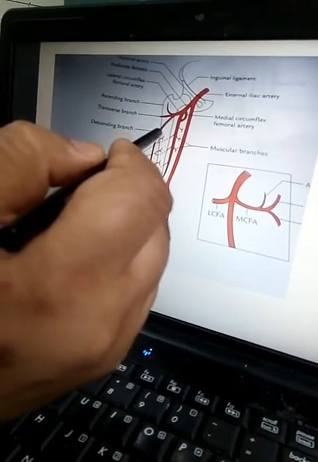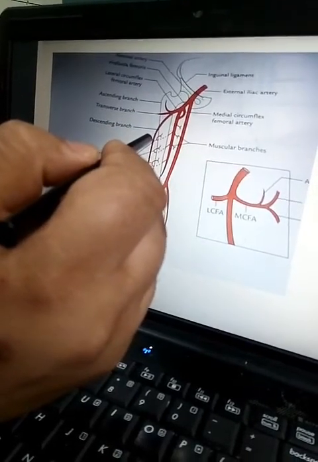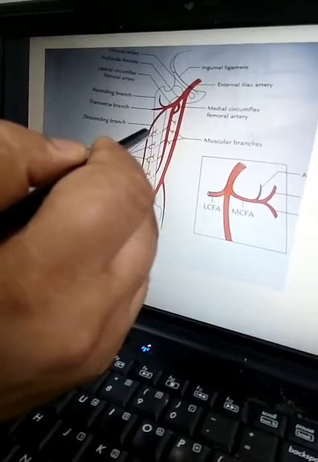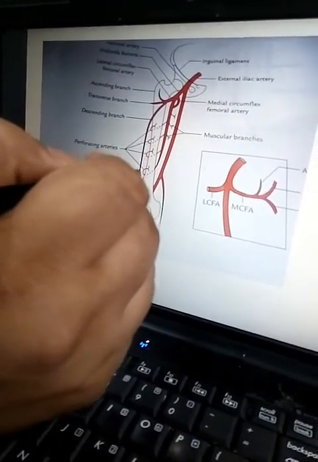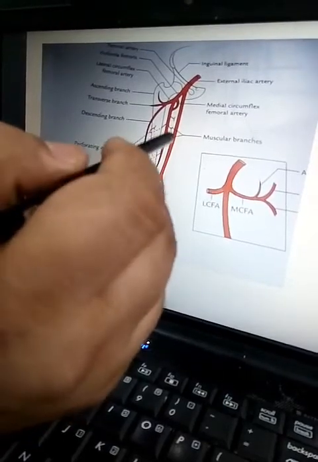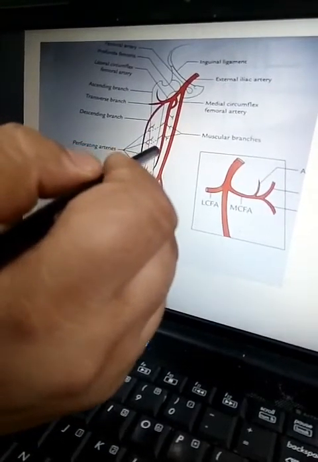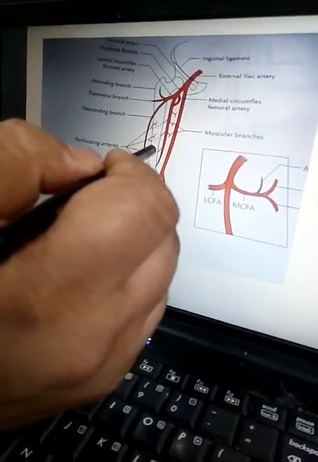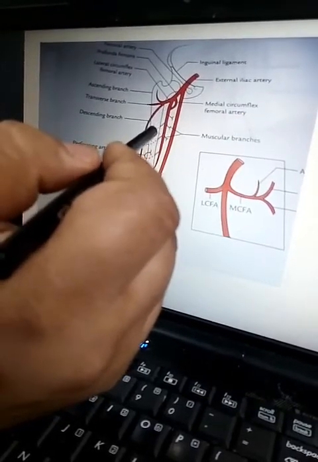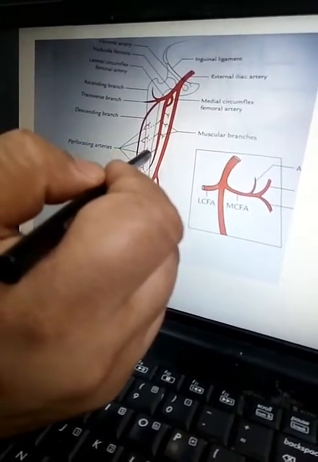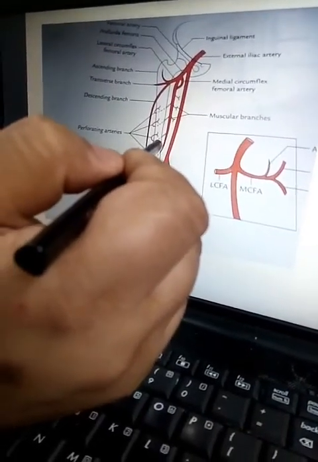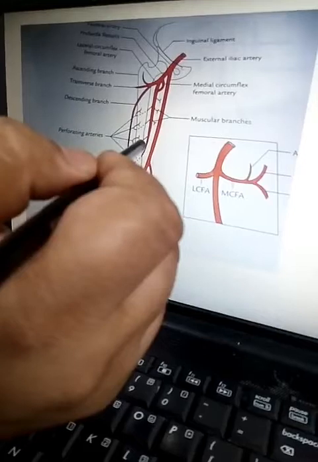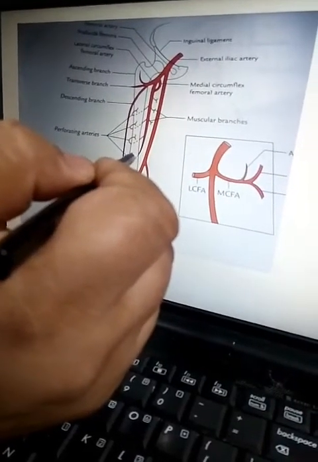Now the descending branch runs downwards along the anterior border of the vastus lateralis and takes part in the anastomosis around the knee. Now the perforating branches are four in number. They are numbered from above downwards as first, second, third and fourth. The fourth one is the continuation of the profunda femoris artery.